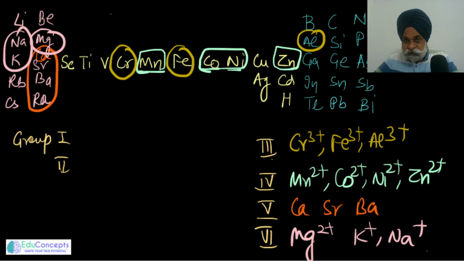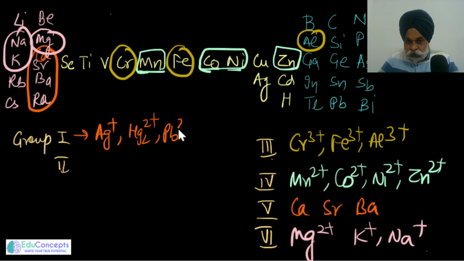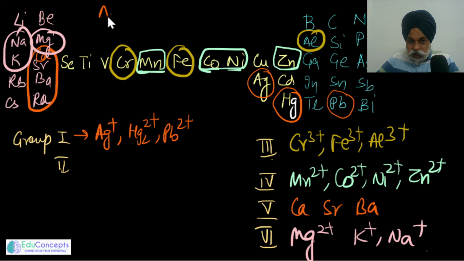Now you are able to see a few things left. In group 1, this is more popular: Ag positive, Hg2 2 positive and Pb 2 positive. This would fall under this category. So here is Pb, Ag, and what we are left with is Hg. So this gets here Hg. For this you have a mnemonic also, aage honge honge Punjabi. So this is one of the ways.